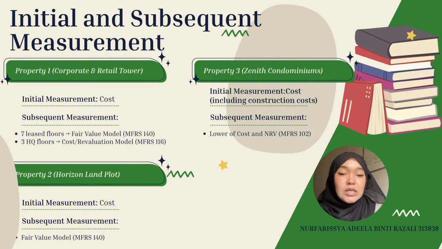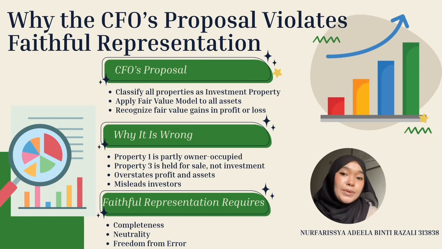The CFO wants all his properties classified as investment property because rising property value would generate fair value gain and improve reported profit. However, this treatment is inappropriate. Property 1 contains an owner-occupied portion while Property 3 is being developed for sale. Therefore, they do not fully qualify as investment property under MFRS 140.